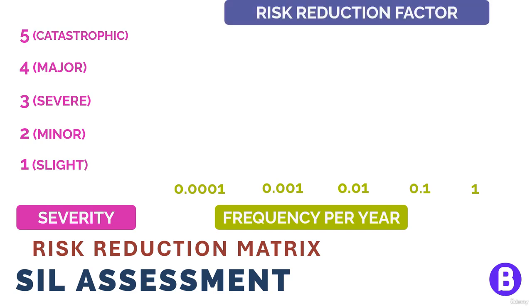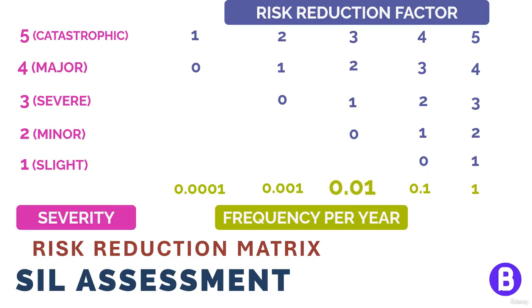So, based on this matrix, we can determine the risk reduction factor. Our target is to reach a risk reduction factor that is equal to 0. Otherwise, we shall need to add more protection in order to reach 0. So, for example, if we calculated the frequency of the event per year to be 0.01 while we are having a major consequence, then in this case, the risk reduction factor is 2.